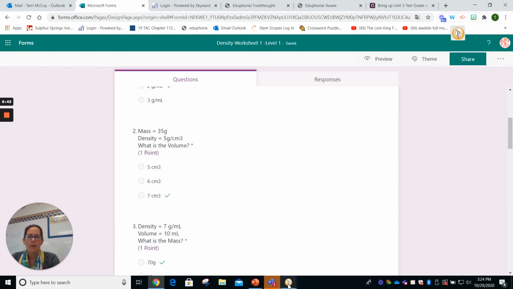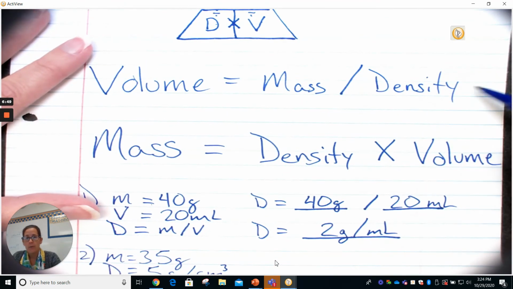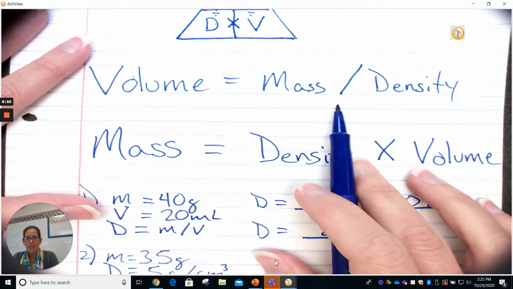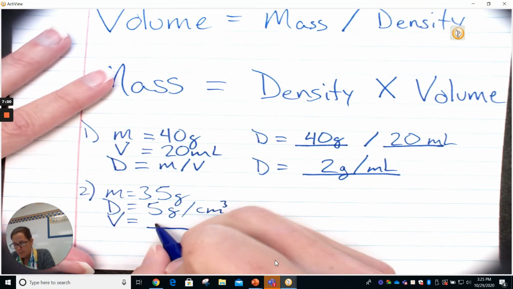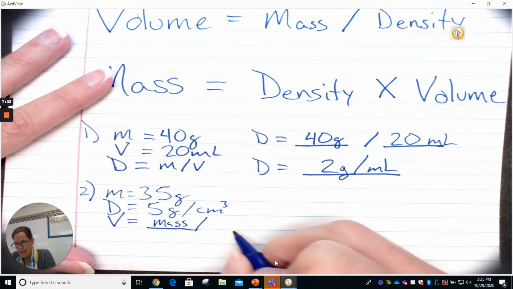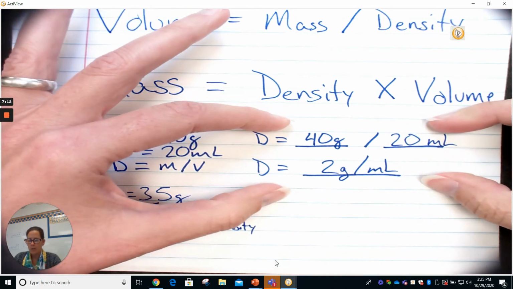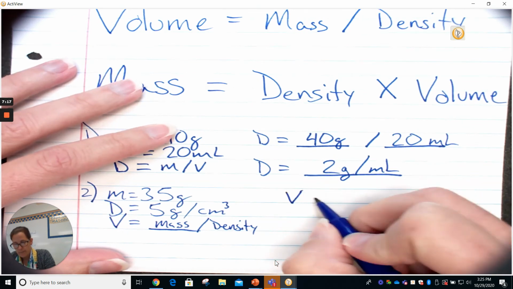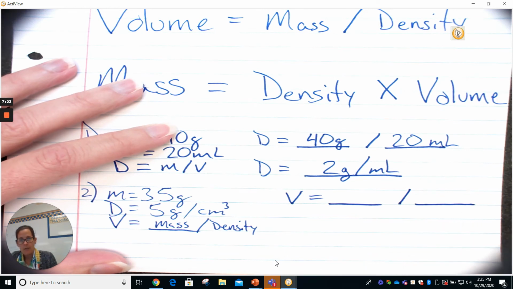Okay, let's go back to our camera. We're going to work this one out. So in order to find the volume, our formula for that is right here. We're going to need volume equals mass divided by the density. So I'm going to put right down here, volume equals mass divided by the density. Just like we set this whole problem up right here, we're going to do the same thing, only we're going to have V instead of D because we're finding the volume instead of the density. So volume equals divided by, and there will be our density.